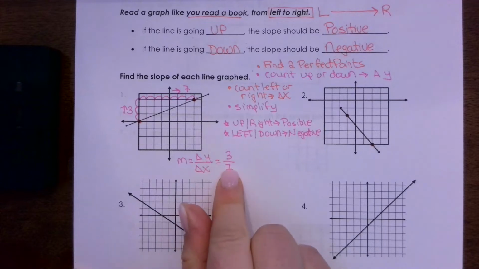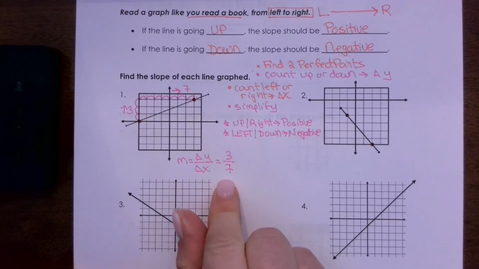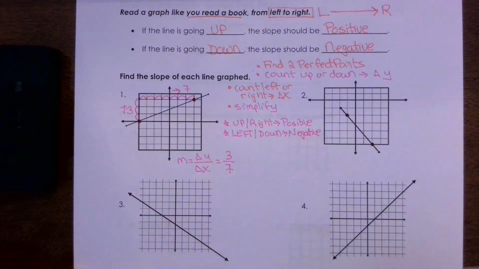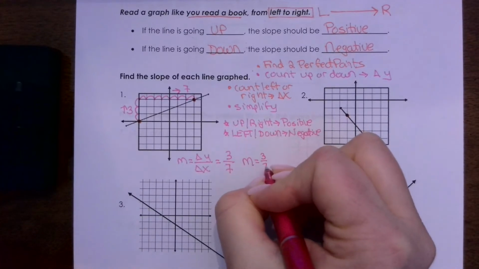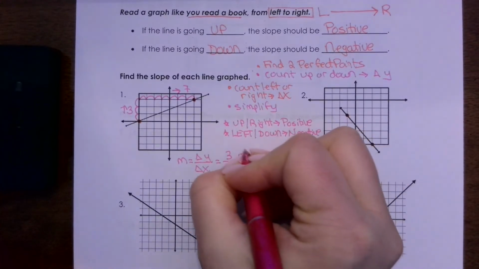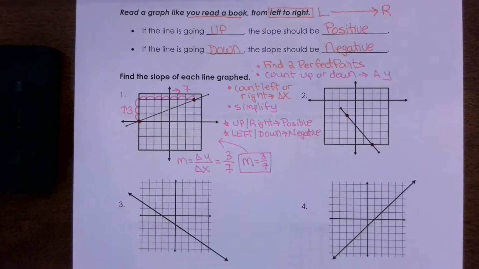So I'm going to look at 3 sevenths. Can I simplify that? Do 3 and 7 have any common factors greater than 1? Well, they're both prime numbers, so no, they don't. So your slope of this line is 3 sevenths. And I'll just point over there so we know which line.